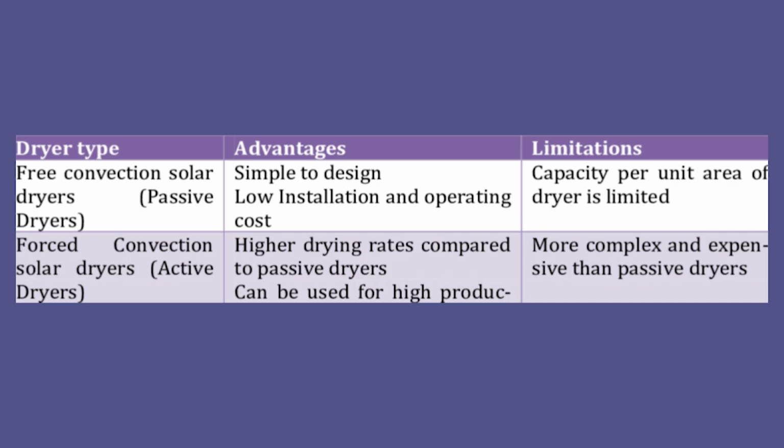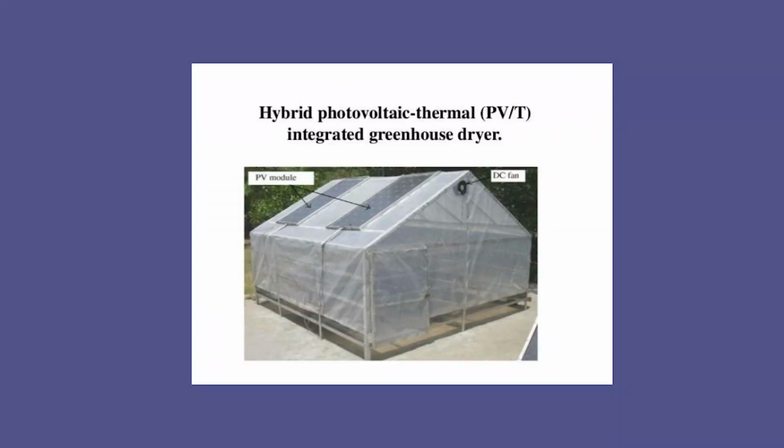But the limitation is that it is more complex and expensive than the passive dryers. So on the basis of these advantages and limitations, we can decide which dryer will be suitable for our applications. And another very important dryer is called the hybrid photovoltaic thermal (PVT) integrated greenhouse dryer.